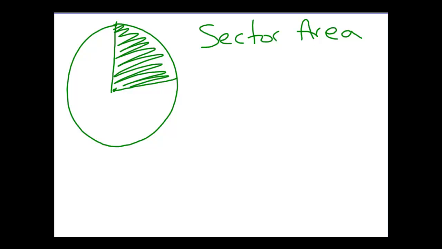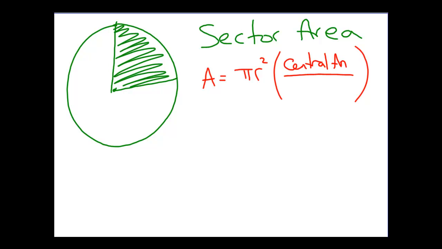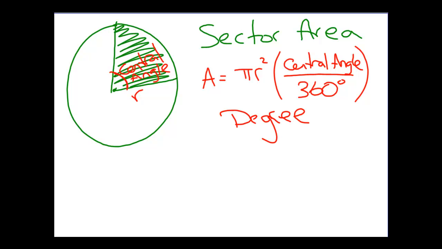In terms of degrees, the sector area is going to be the area of the whole circle, which is pi r squared, times the fraction of the circle that we're dealing with. So this is going to be the central angle divided by 360 degrees, where this is our central angle, and r represents our radius. This is for working in degree mode. And so you can see that we have a step here where we have to basically convert our angle.